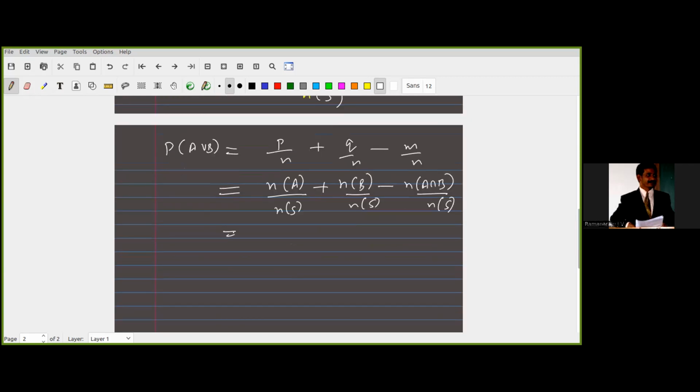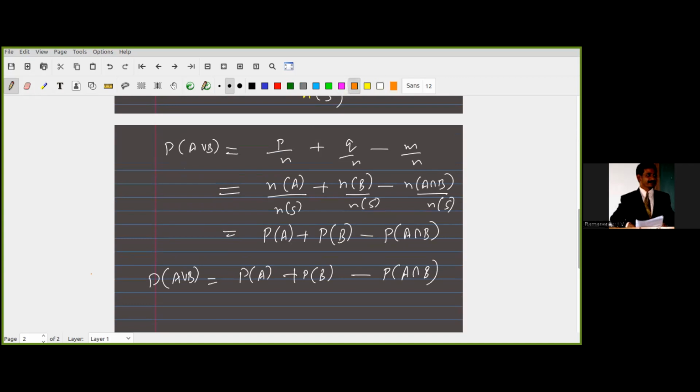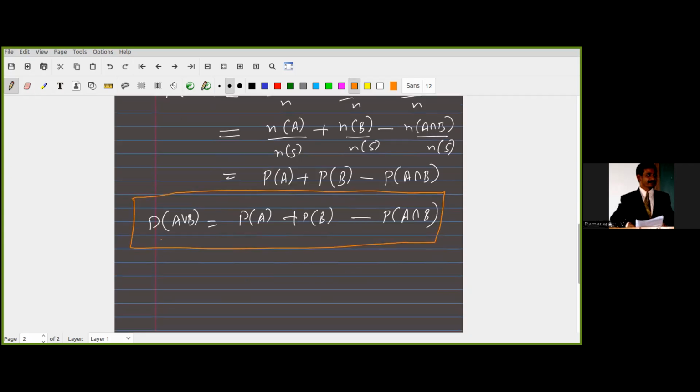So N of A divided by N of S is nothing but P of A. N of B divided by N of S is nothing but P of B. N of A intersection B divided by N of S is nothing but P of A intersection B. So hence we got the formula that P of A union B is nothing but P of A plus P of B minus P of A intersection B. So this is the formula I want you to prove, and this kind of proofs will come in the exam for 5 marks or something like that.